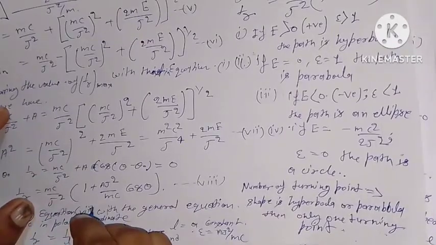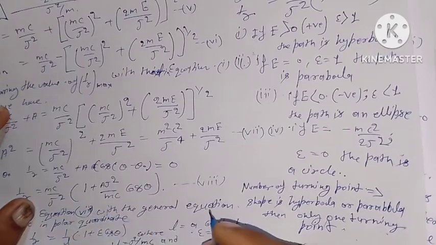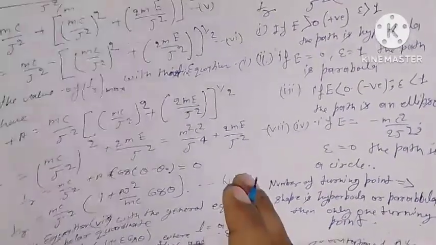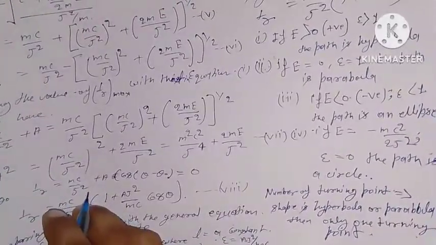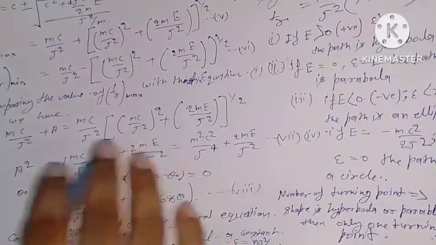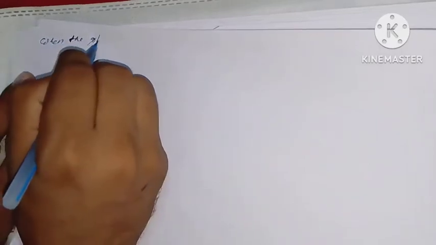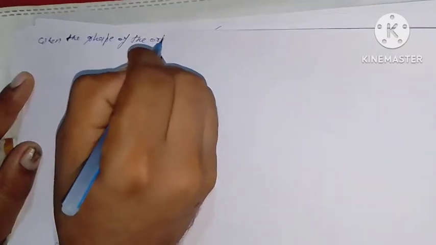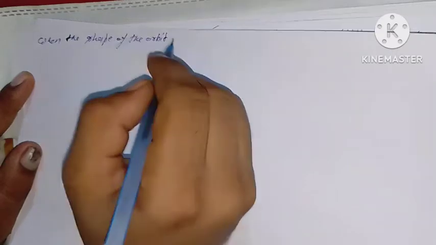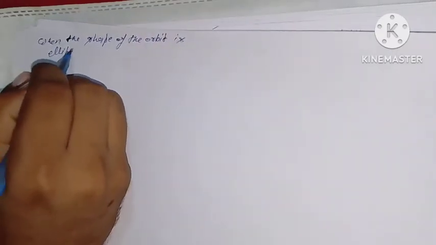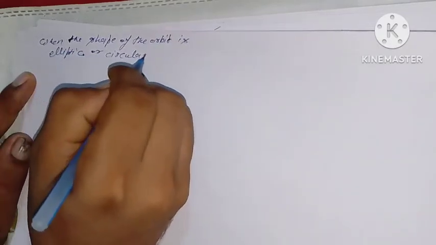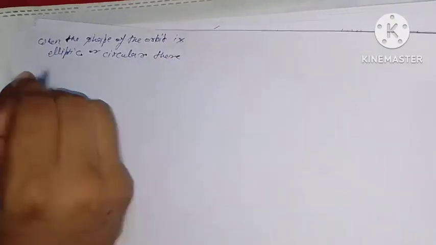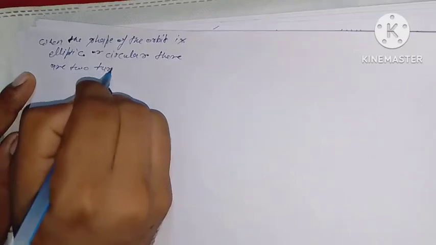When the shape of the orbit is elliptic or circular, there are two turning points.